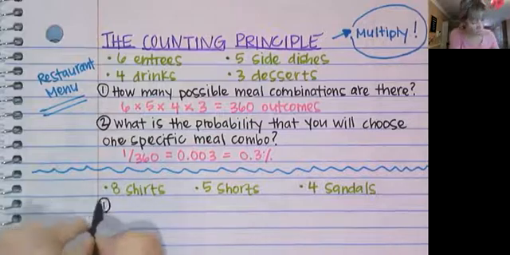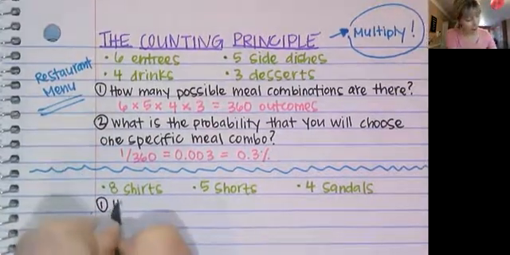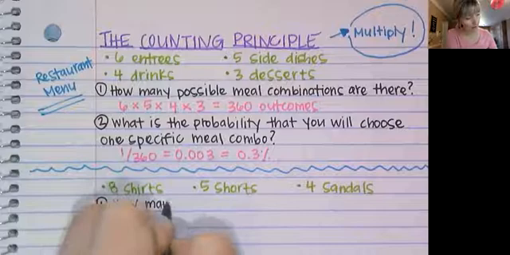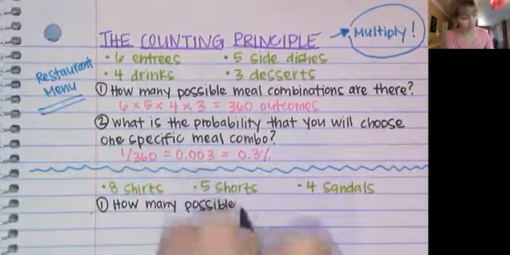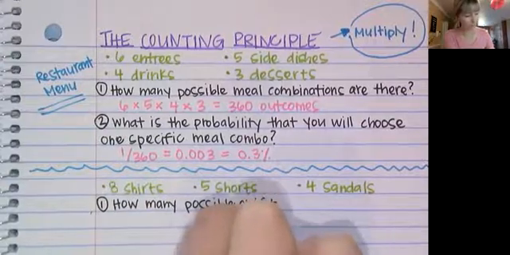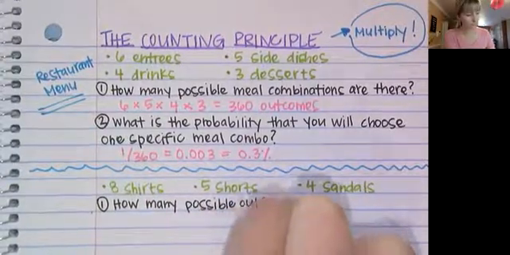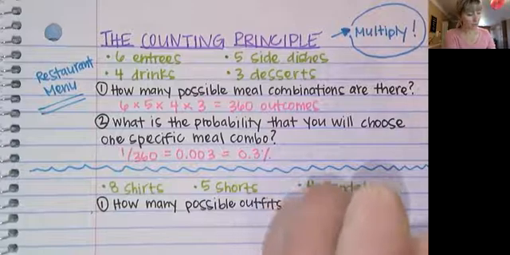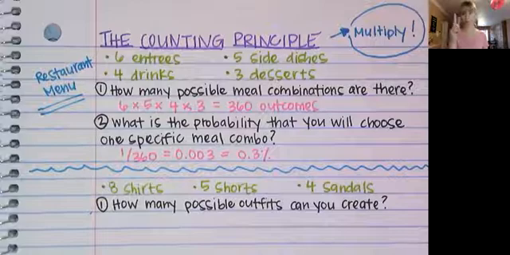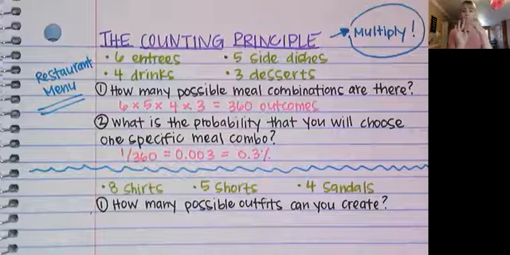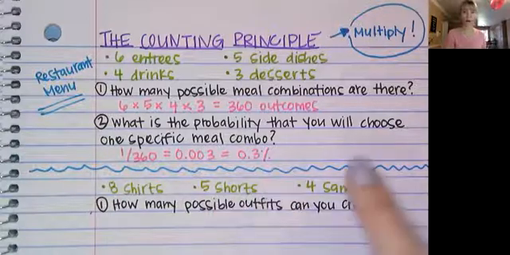We can use the counting principle to figure out how many possible outfits you can create just with this information. Now, obviously, you're only going to wear 1 shirt at a time, 1 pair of shorts at a time, and 1 pair of sandals at a time. So the question is, if I pick a shirt and I pick some shorts and I pick some sandals, that makes 1 outfit. How many total outfits can I have if these are my options?